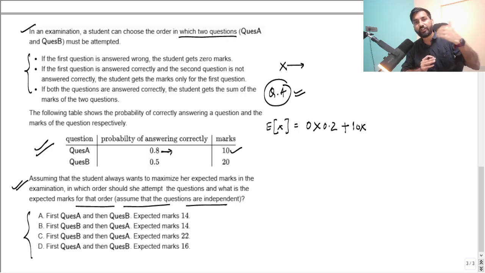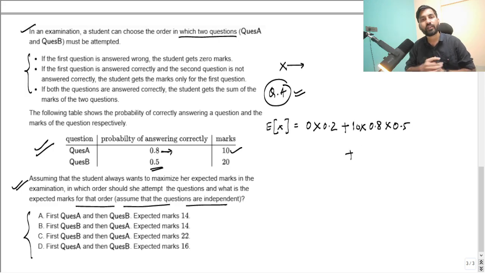So the probability of getting the correct answer for question A is 0.8, multiplied by the probability of getting question B wrong, which is 1 minus 0.5, that is 0.5 only.